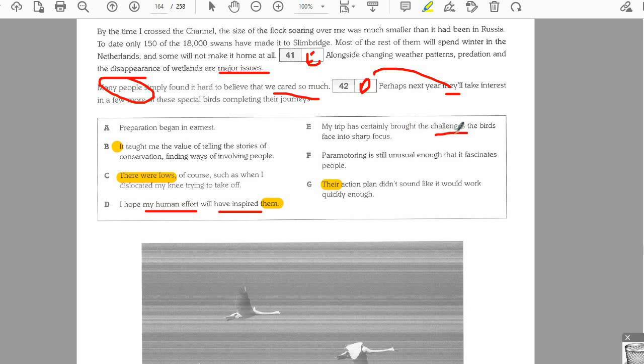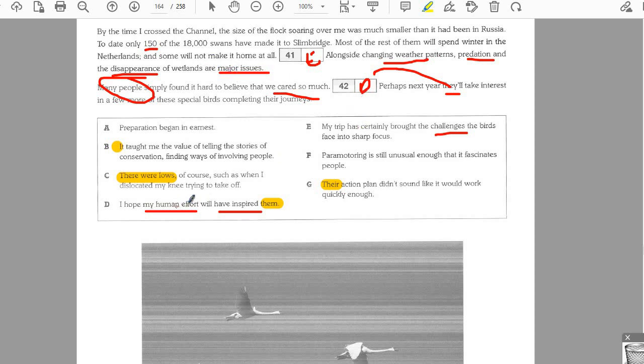Next, we have E. This sentence brought the challenges. So the challenges are changing weather patterns, predation, and the disappearance. These are major issues, these are challenges. And that's the example, that only 150 out of 18,000 swans have made it. So these are the challenges. People realize the challenges, major issues.